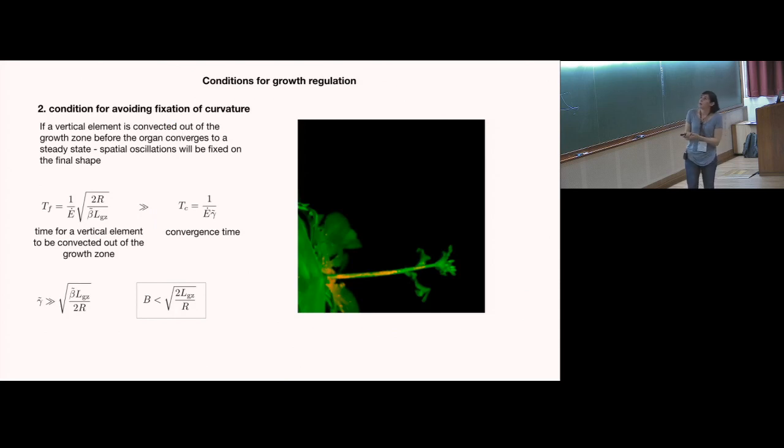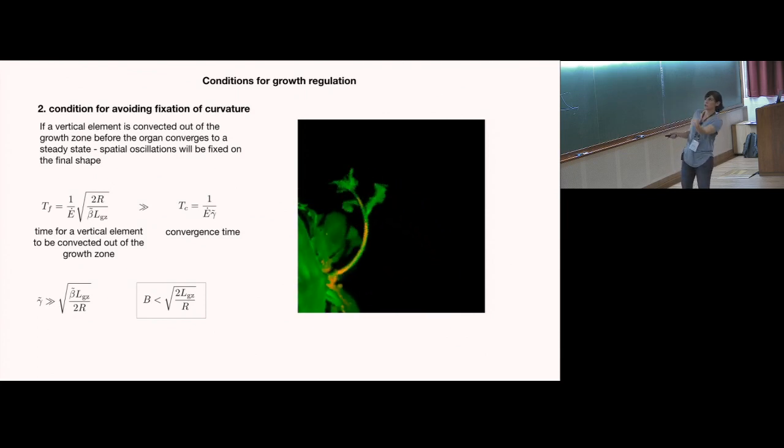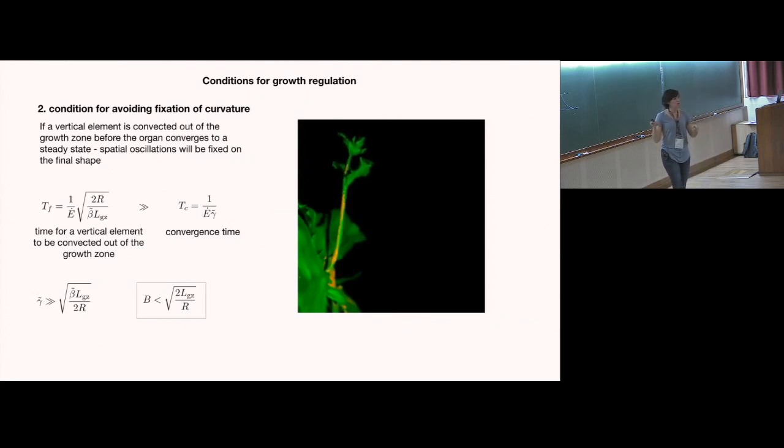Okay. The second condition is avoiding fixation of curvature. What do I mean by this? I'll show you again this movie that we showed last time. And as you remember, the Arabidopsis was overshooting. There were a lot of oscillations. Remember, we discussed modes. So here it was, I think, second mode. It had two overshoots. But at the end, do you see the overshoot? No. And actually, it's a very good thing, right?